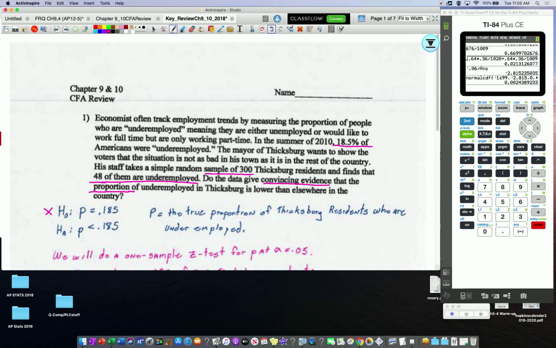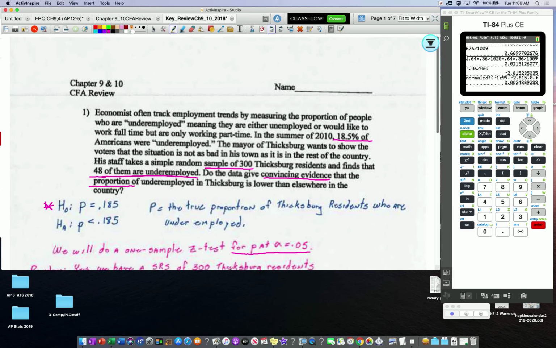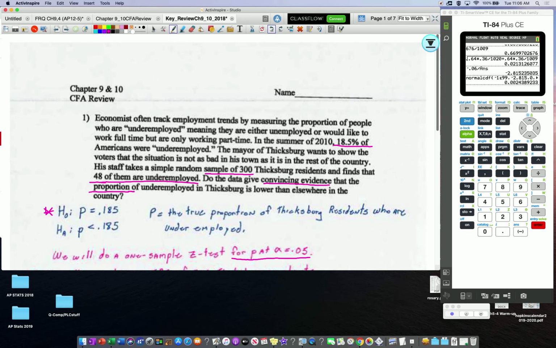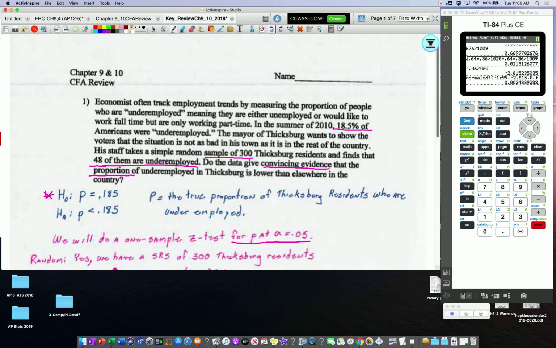So hence why my null hypothesis is going to say the true proportion is equal to 0.185, the true proportion of Vicksburg's residents who are underemployed. The alternative will say less than 0.185. So right now I know that I'm doing a one sample z-test for a population proportion at 5% significance level. That significance level is not given, so I assume 5%. So I go through my conditions: random, normal, independent.